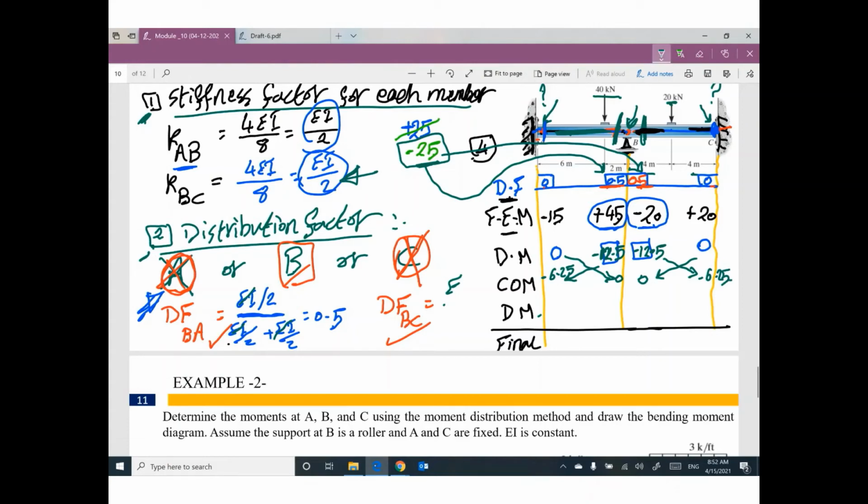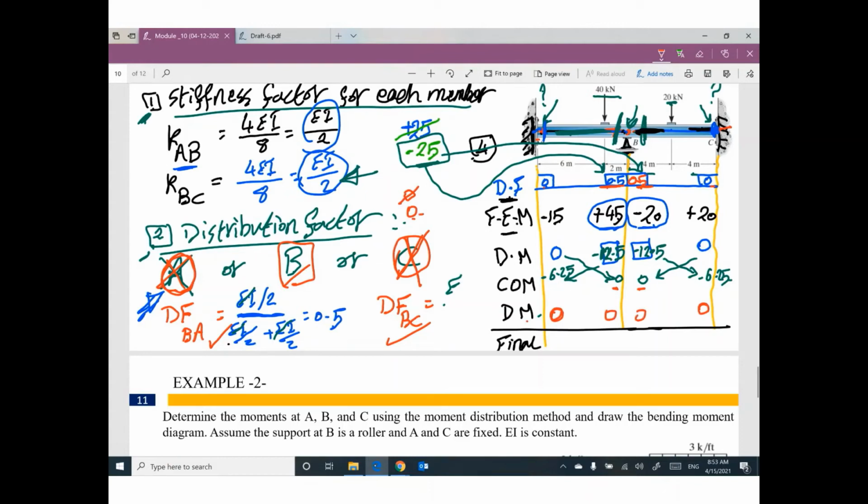One more time. Distribution moment. At this side, we don't have distribution moment. At this side, we don't have distribution moment. Add this value plus this value, you will get 0. Change the sign to be 0. Multiply 0 by 0.5, you will get 0. Multiply 0 by 0.5, you will get 0.